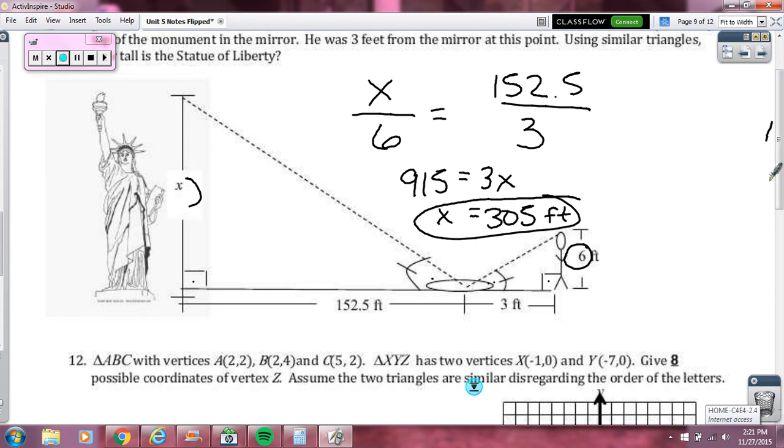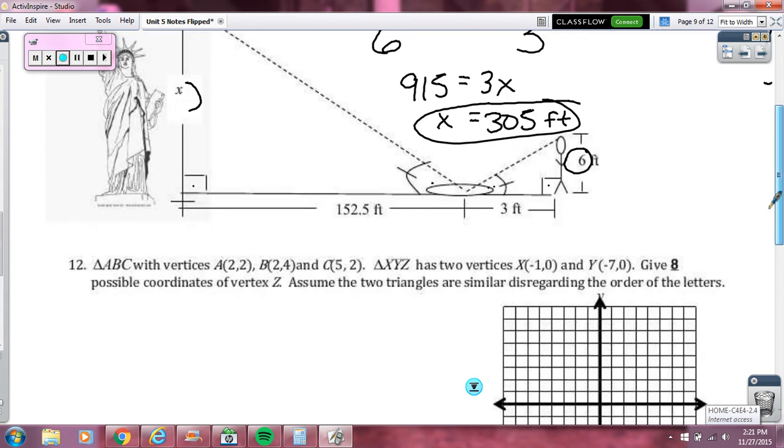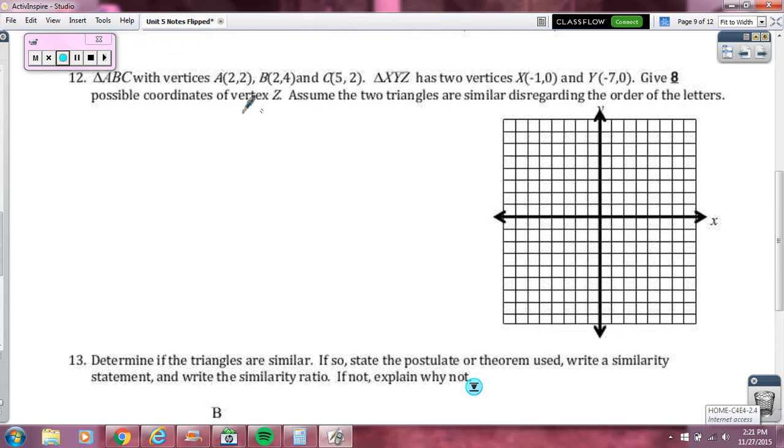Cool. Sounds reasonable. Ooh, spooky. We're having to deal with the coordinate plane. ABC has vertices (2, 2), (2, 4), and (5, 2). XYZ has two vertices, (-1, 0) and (-7, 0). Give 8 possible coordinates of vertex Z. Assume the two triangles are similar and disregard the order of the letters.